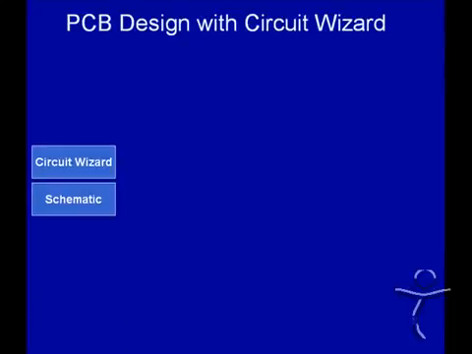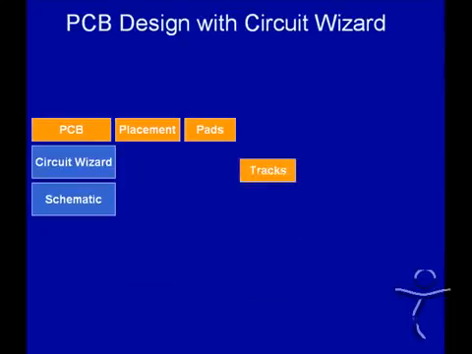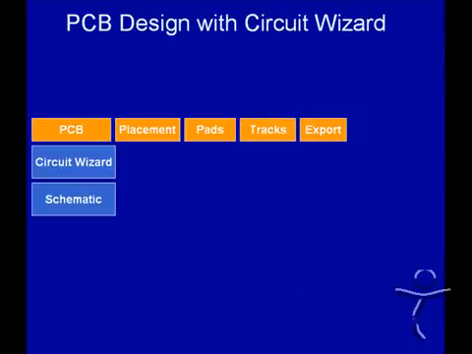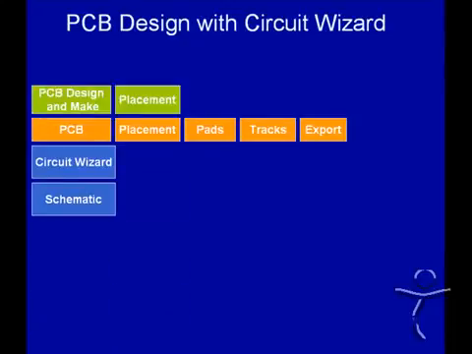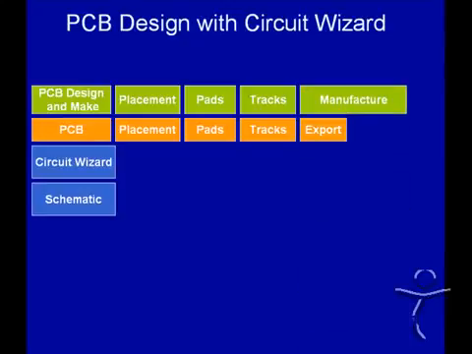This is done with Circuit Wizard. We then in Circuit Wizard produce a PCB design which has the placement of the components, the pads and their tracks. We then export that to PCB Design and Make, in which we again look at the placement, look at the pads and the tracks, because we may need to manufacture the board by a variety of processes and we need to ensure the students can get the board working correctly.